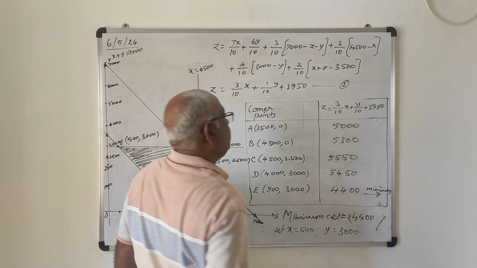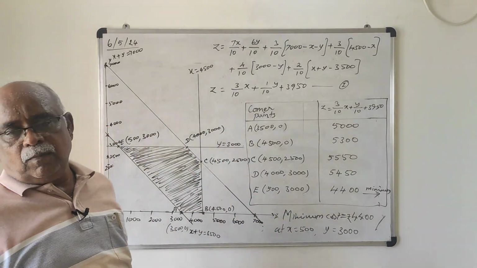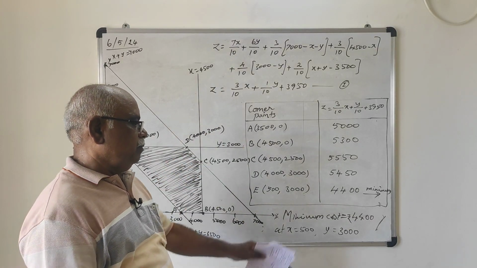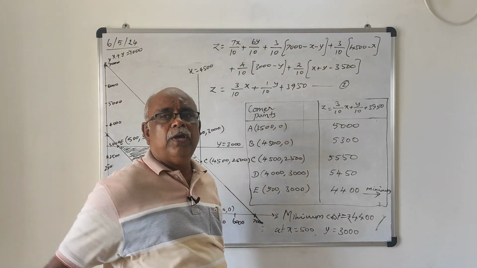So this is the problem. That's all about the problem, and thereby I conclude this problem. So this is the minimum cost. This is the transportation problem using linear programming.